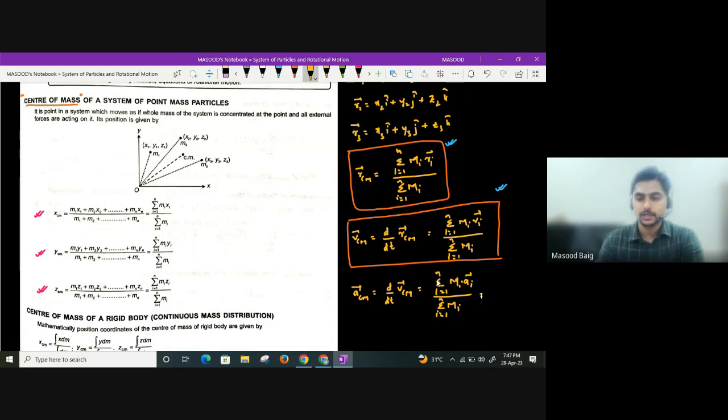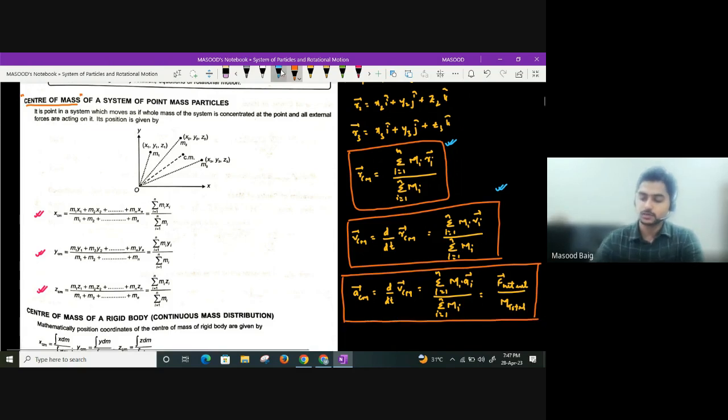So, what is sigma here? It is the summation of all external forces. What will I get? It will be net external force divided by the summation of all the masses, which is the total mass of the system, guys. So, always remember, motion of center of mass will get affected only by the external forces. It will not get affected by internal forces.